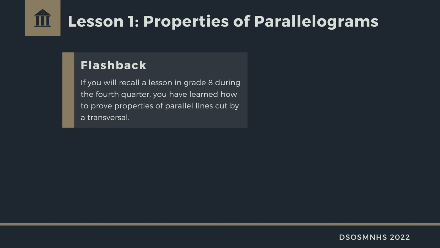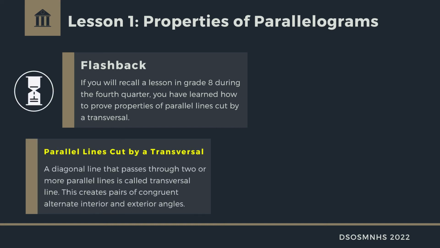If you will recall a lesson in grade 8 during the 4th quarter, you have learned how to prove properties of parallel lines cut by a transversal. So what do we mean by these parallel lines cut by a transversal? A diagonal line that passes through two or more parallel lines is called a transversal line. This creates pairs of congruent alternate interior and exterior angles.